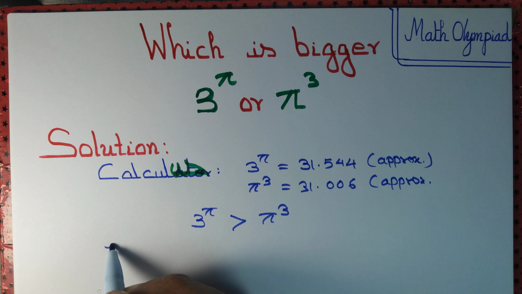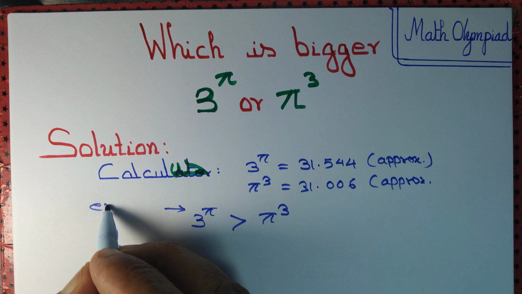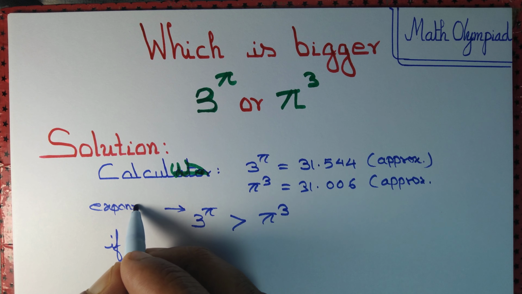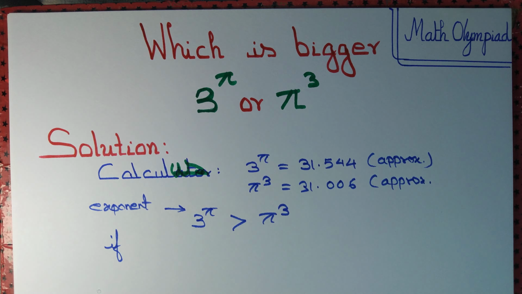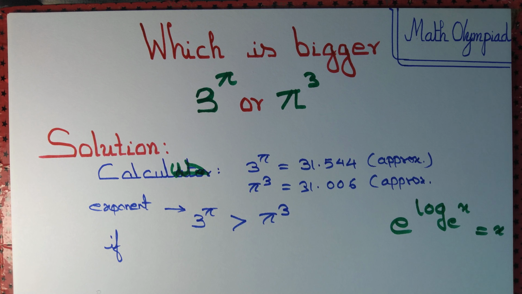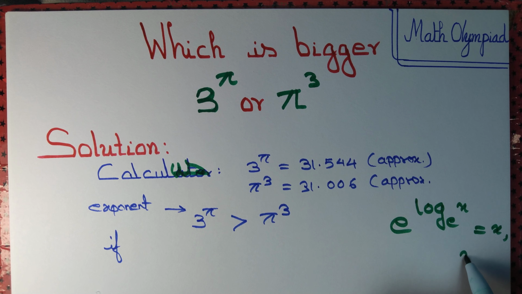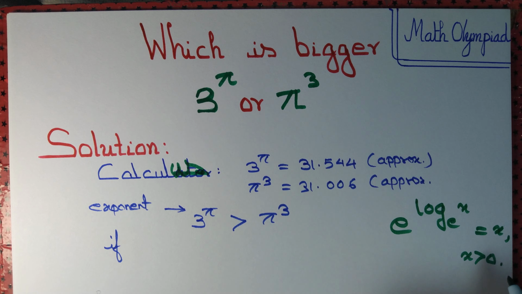That is true if, see, pi is an exponent, right? Power or exponent. So that reminds us about the exponential function. We know that e to the power log of x is simply equal to x. Exponential and log are inverse to each other, so e to the power log of x is equal to x, provided x is greater than 0. So let's do the same thing here.